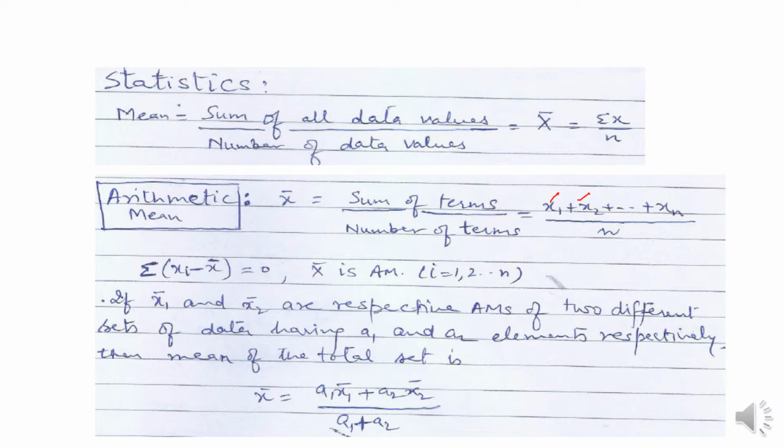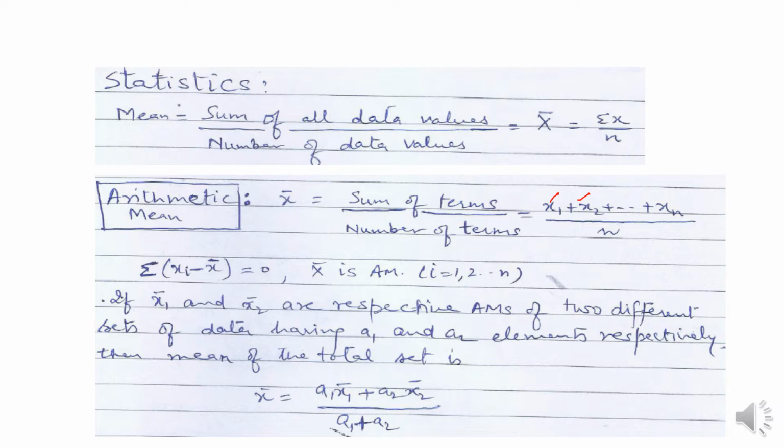If x1 bar and x2 bar are respective arithmetic means of two different sets of data having a1 and a2 elements respectively, then the mean of the total set is x bar equal to a1 x1 bar plus a2 x2 bar upon a1 plus a2.